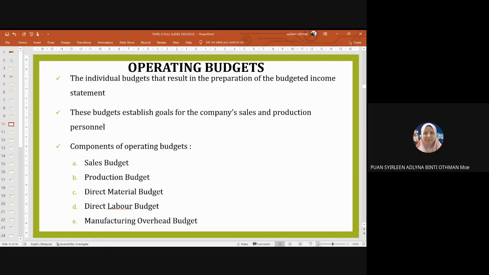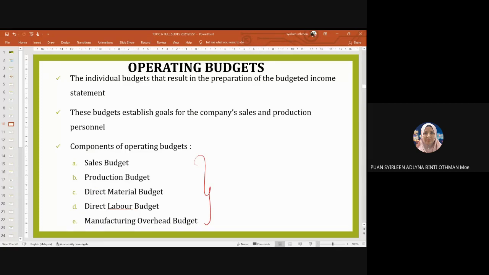Okay, operating budget, kita ada 5 components. Okay, yang ini yang kita akan belajar in this topic. Okay, so you are going to project your sales in your sales budget, and then you are going to project your production. So bila kita dah tahu berapa banyak kita nak jual in the sales budget, kita boleh tahu berapa banyak kita nak produce. Sebab when you already know your sales for next coming accounting period, kita dah tahu dah berapa banyak lagi produk yang kita perlu keluarkan. Okay, considering you still have your beginning inventory in the storage.